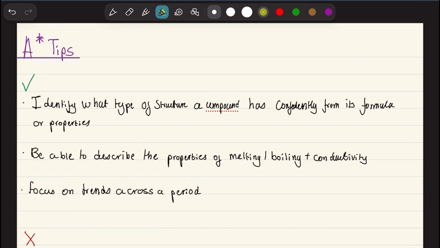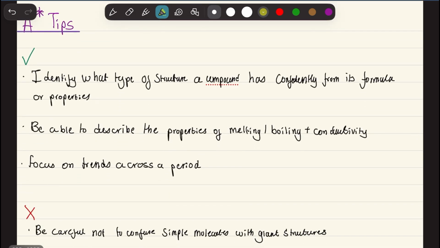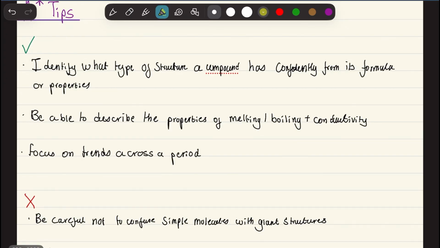Okay, you may have gotten a bit of a sneak peek at the A-star tips, but we said it nonetheless. What is really good to do in this topic? Identify what type of structure a compound has. If you can look at a compound and say this is a simple molecule, this is a giant covalent lattice, you're already halfway through. Then that will make it a little easier for the second point, to describe the properties. It's all good telling me that giant covalent compounds have a high melting and boiling point. Please explain to me why: because those bonds are so strong and hard to break.